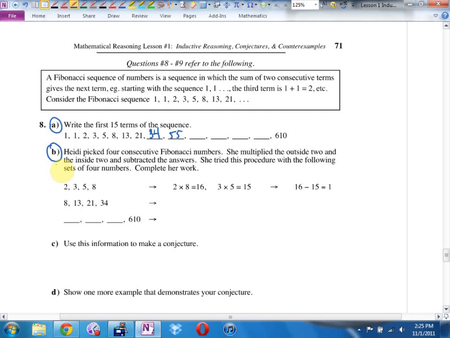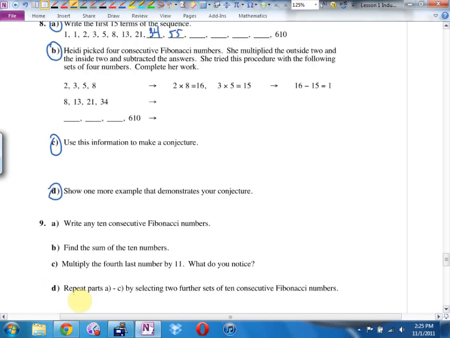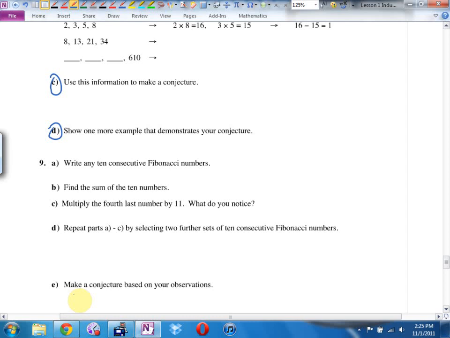Did I assign number 9? Okay, and I didn't assign 10? Nope. So you got 15 minutes.